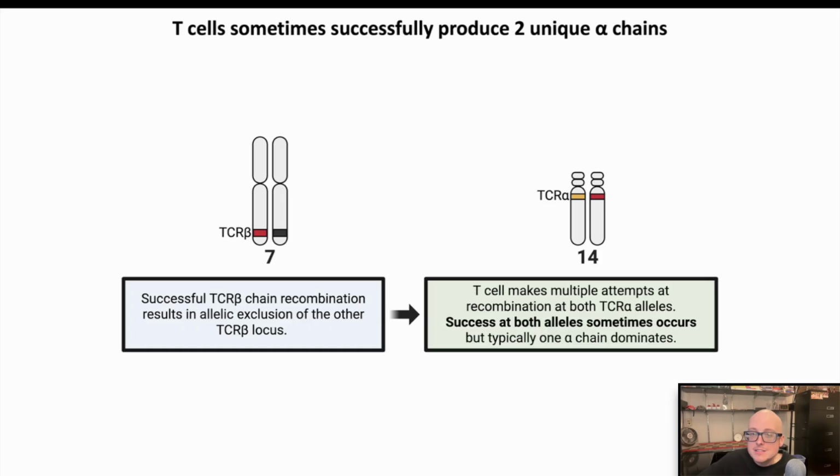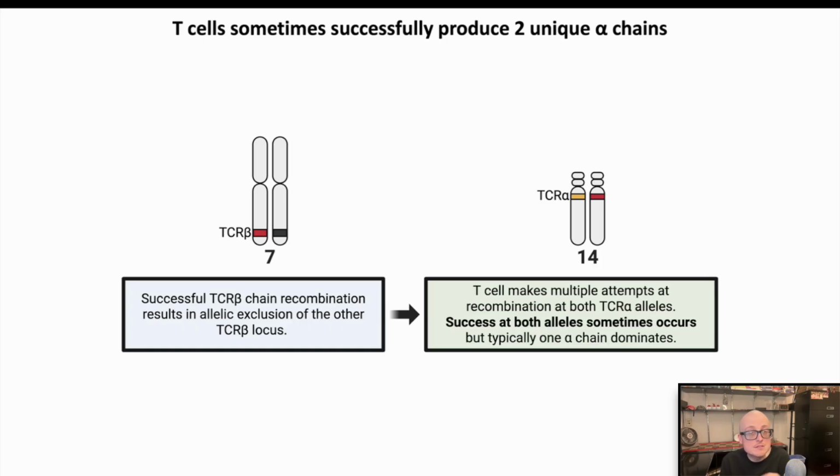And that means that it is theoretically possible for a TCR actually to make two unique alpha chains because we do not observe allelic exclusion on the alpha chain. So this is a theoretical possibility, and what that means is that these T cells, about 10% of T cells, more or less, could theoretically recognize two unique antigens.